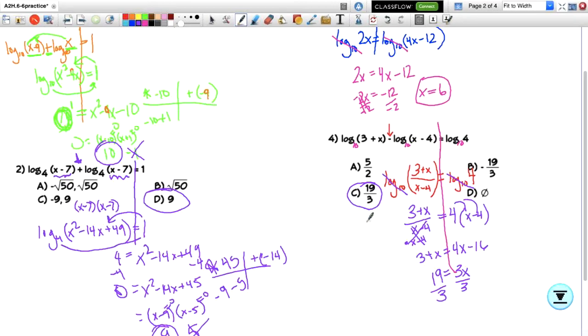Okay, so this one was a little different. Not only do we have subtraction and have to set it up like a fraction, okay, but I had logs on both sides. Luckily, they canceled each other out, okay? When we have these fractions set up, it's going to be trickier.